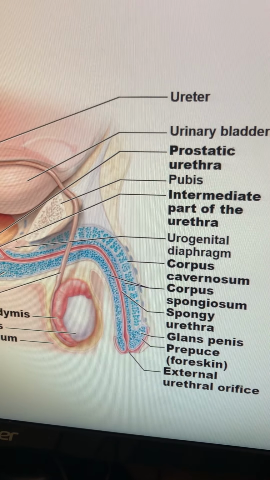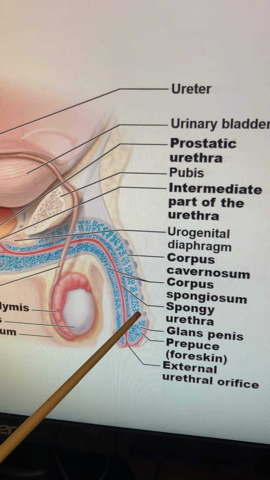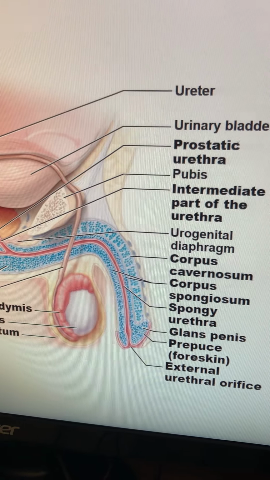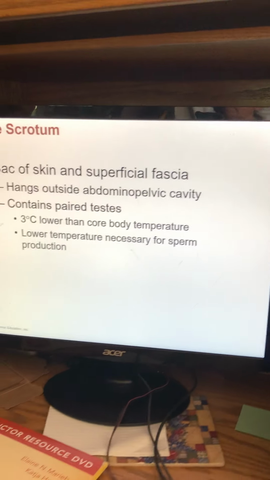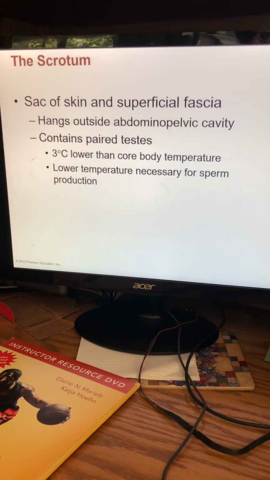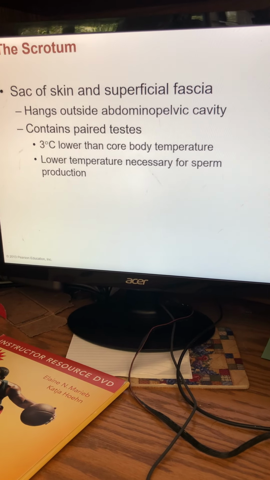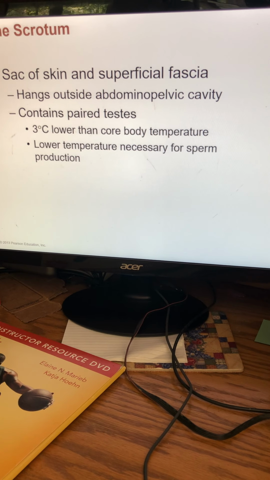And so that's going to be filled with blood, and that's what's going to be responsible for the erection. Some of the other things that I'll show you in a different picture is going to be the scrotum, which is going to be a sac of skin that will contain the testes located outside of your body.